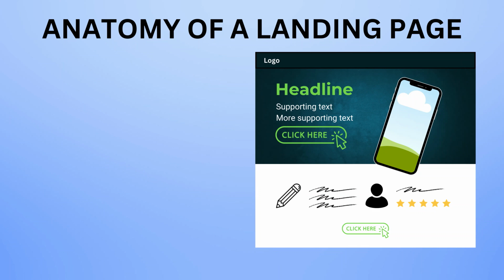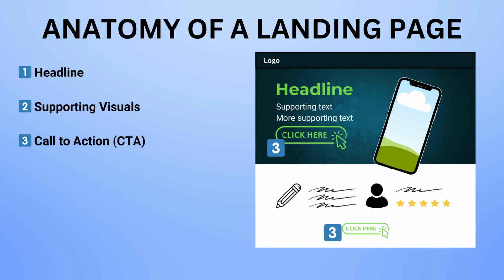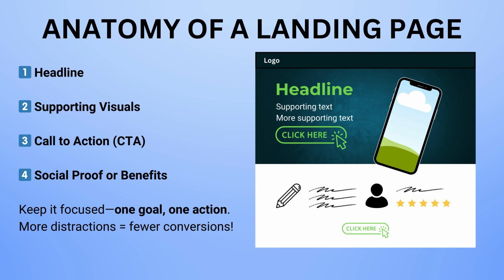Before we dive into updating content, here's a quick primer on the anatomy of a landing page. A high-converting landing page includes 4 key elements. 1. Headline. Grab attention and clearly state the benefit. 2. Supporting visuals. This is images or videos that reinforce your message. 3. Call to action, or CTA. Make it clear and action-oriented. 4. Social proof and/or benefits. This should be testimonials and/or key selling points of your product or service. Here's a pro tip. Keep it simple. 1 goal, 1 action. Too many distractions equals fewer conversions.